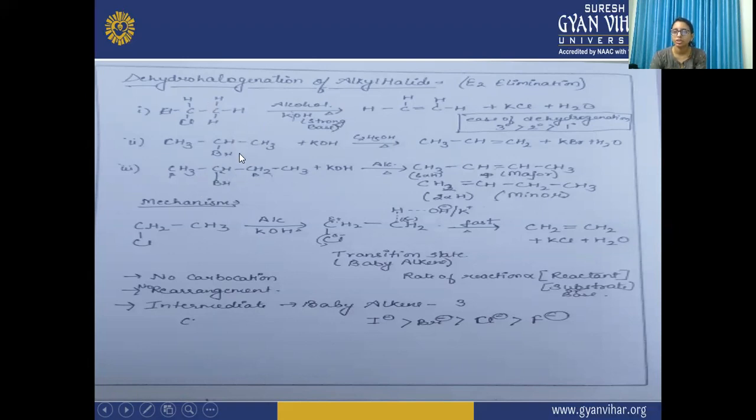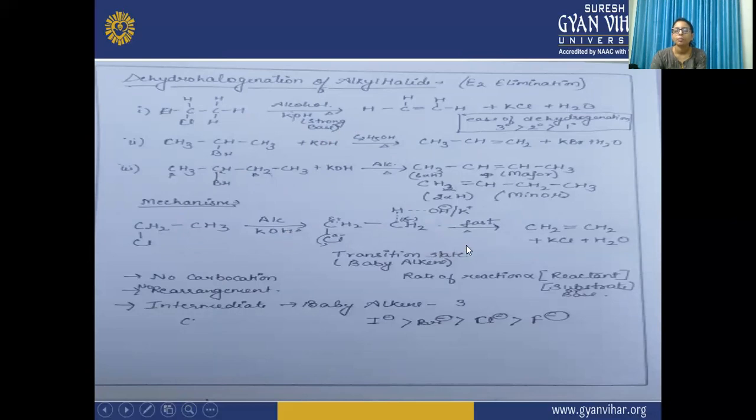So in dehydrohalogenation, you can see here the three reactions are shown. That is the tertiary, secondary, and the primary. Here you can see the tertiary does not give any. Here you can see the alcohol. Alcohol is with KOH strong base. This is reacting with the strong base, and here there is a formation of alkene, KCl, and H2O. These are the same reactions in which we are getting the two products, that is the major and the minor.